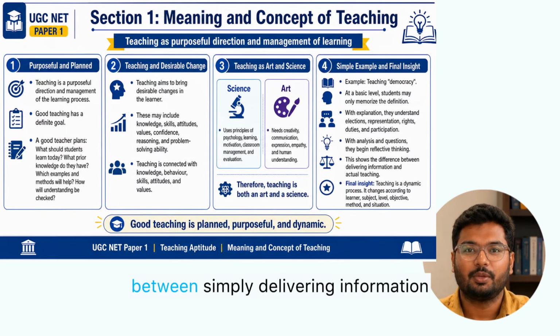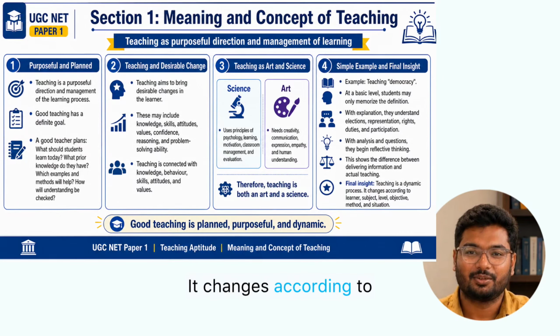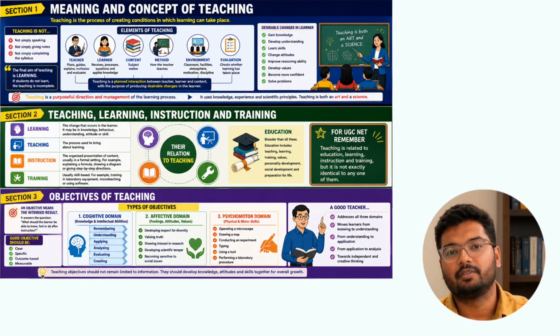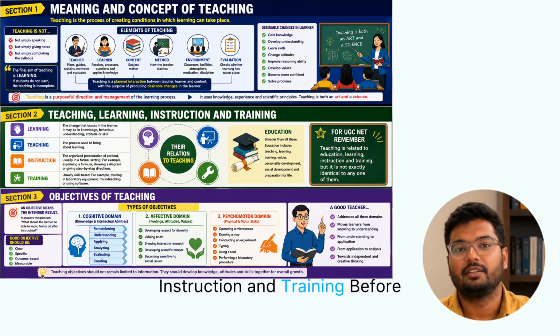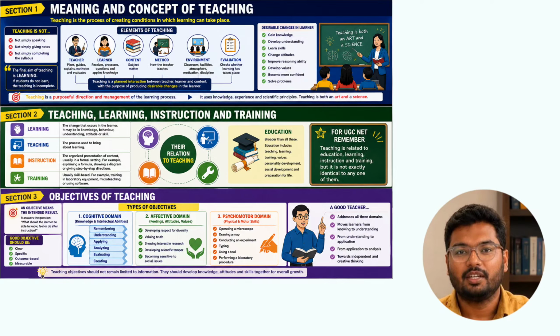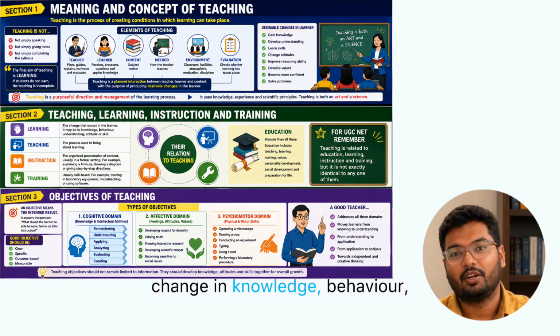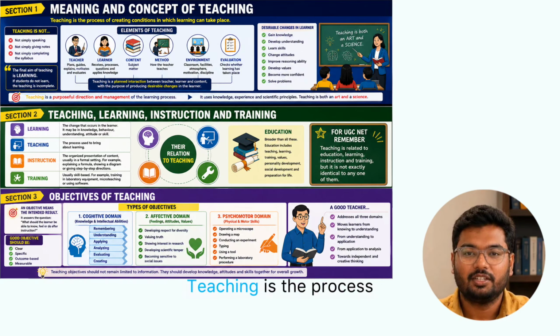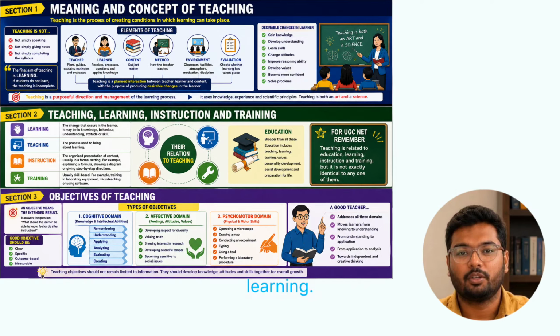So teaching is a dynamic process. It changes according to learner, subject level, objective, method, and situation. Section 2. Teaching, learning, instruction, and training. Before moving further, let us quickly distinguish teaching from related terms. Learning is the change that occurs in the learner. It may be a change in knowledge, behavior, understanding, attitude, or skill. Teaching is the process used to bring about learning.